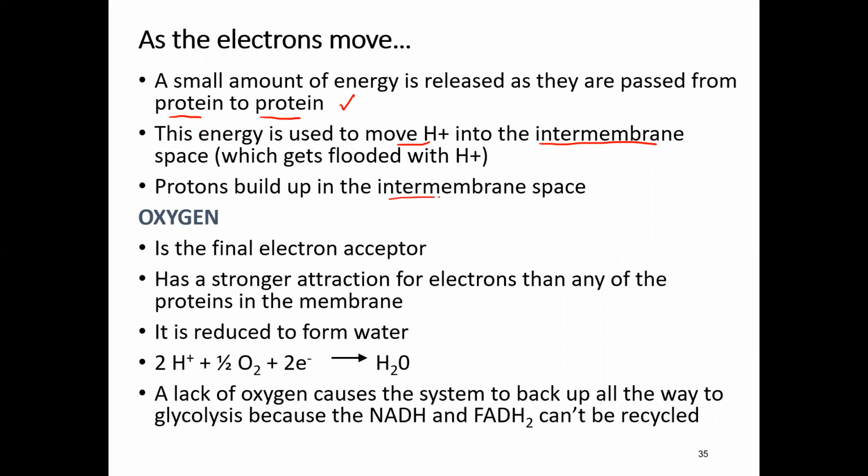They build up. Oxygen is the final electron acceptor, very electronegative, so it has a very strong attraction for electrons. Think of a tug of war. This would be the last person on your team, the strongest person at the anchor. Oxygen gets reduced to form water, and a lack of oxygen causes the system to back up all the way to glycolysis because NADH and FADH cannot be recycled. I'm going to talk about that a little bit later on.